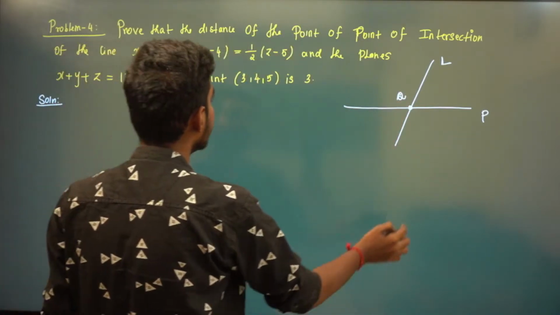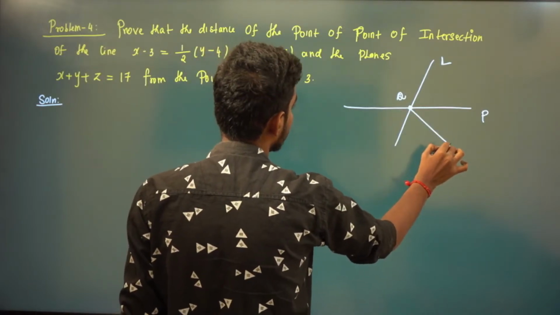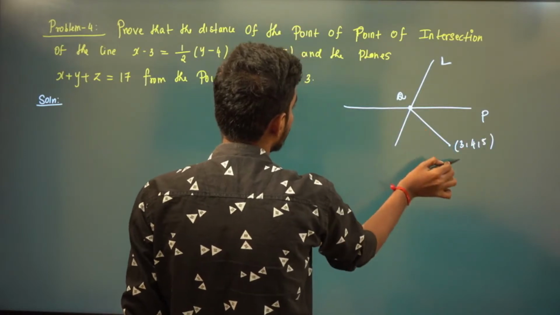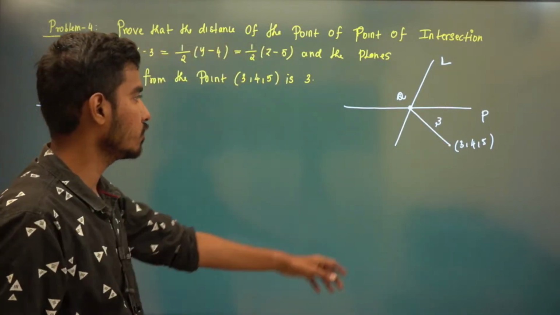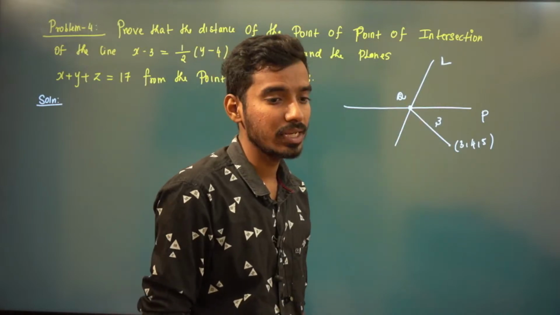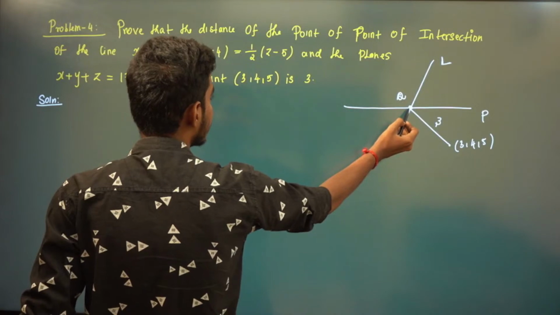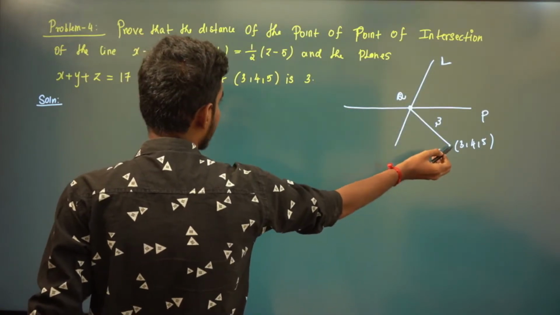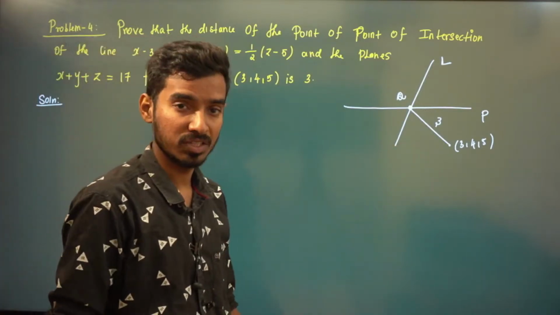Now you need to find the distance between the point of intersection and the point 3, 4, 5, and show that the distance is 3. Prove that the distance of the point of intersection of the line and the plane from the point 3, 4, 5 is 3. So first we will find the point of intersection, which is very easy.